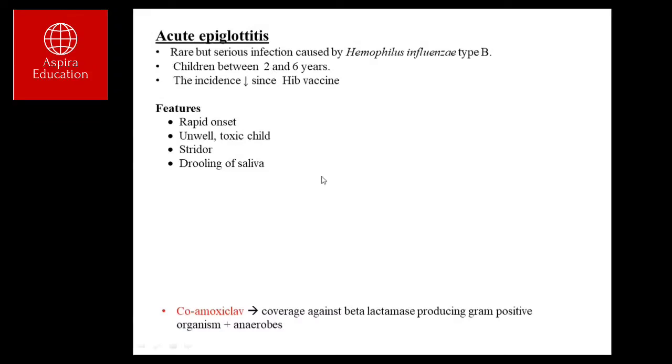Commonly, a drug we choose is co-amoxiclav, which is a good drug for gram-positive bacteria as well as gram-negative bacteria.